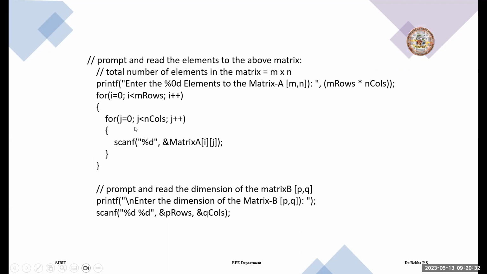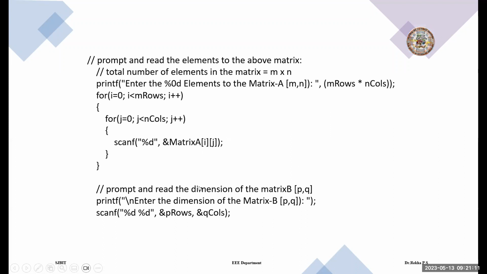Once it breaks, the outer for loop will be executed. That time i is incremented to 1. Now again j is initialized to 0. It will check j less than n columns. Then matrix A 1, 0 gets what the user enters. Similarly, the inside for loop will execute as long as this n columns condition is satisfied. So this is how you are reading the values for matrix A.